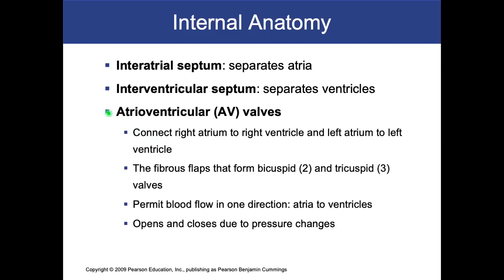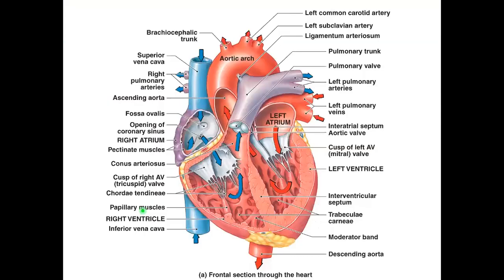Atrioventricular valves connect the right atrium to the right ventricle, and the left atrium to the left ventricle. The flaps form valves, right? The purpose of this is to permit blood flow in one direction, from atria to ventricles. When the ventricles start contracting, those valves close shut and don't let blood go back into the atria. These open and close due to pressure changes in the atria and ventricles.